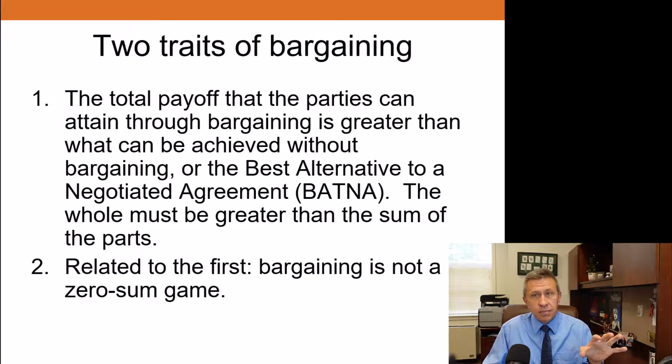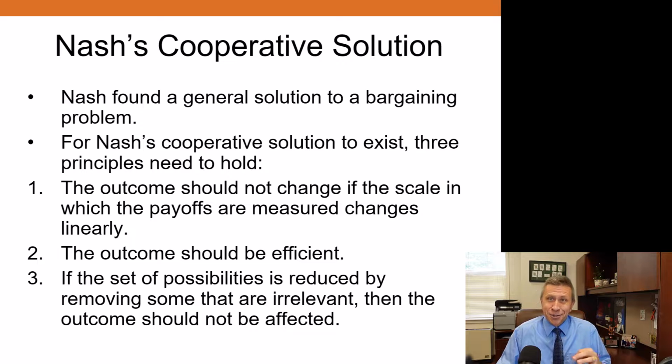Second, very related point, bargaining is not a zero-sum game. A bargained solution, almost by definition, must improve everybody relative to a solution that is not reached, to not coming to a particular agreement. John Nash, Nash equilibrium fame, found a general solution to the bargaining problem. Three principles had to hold.